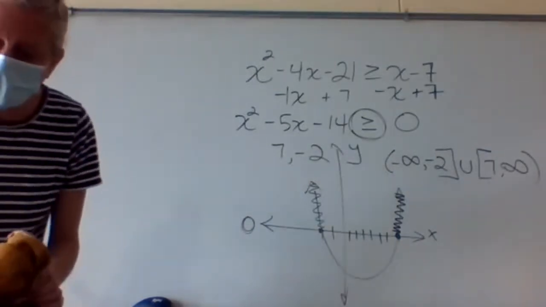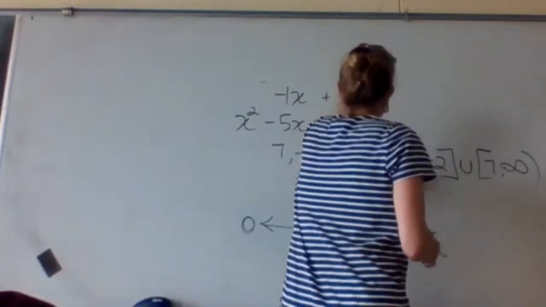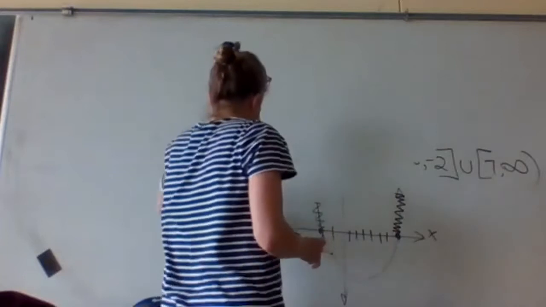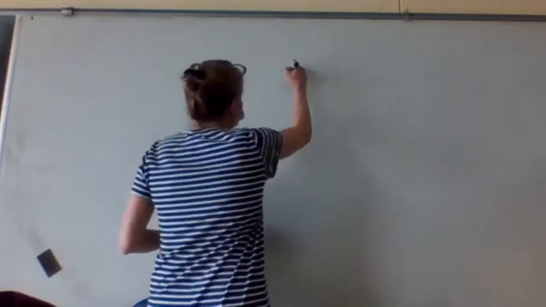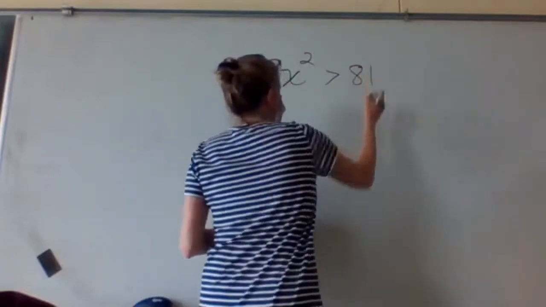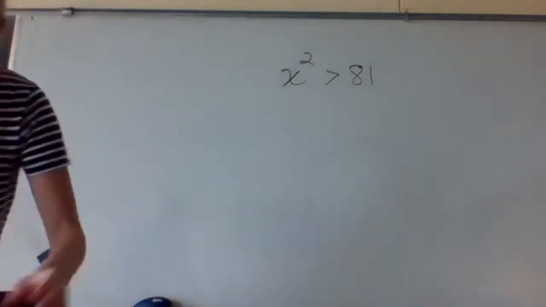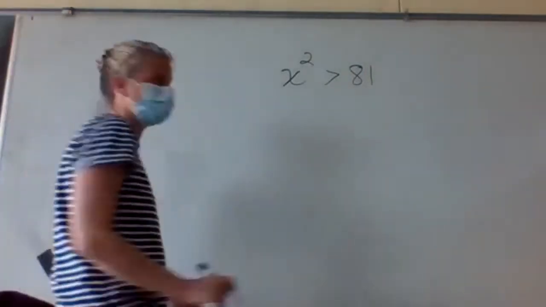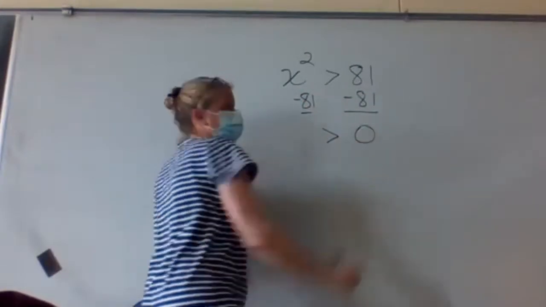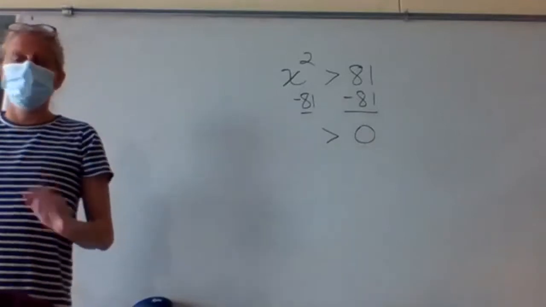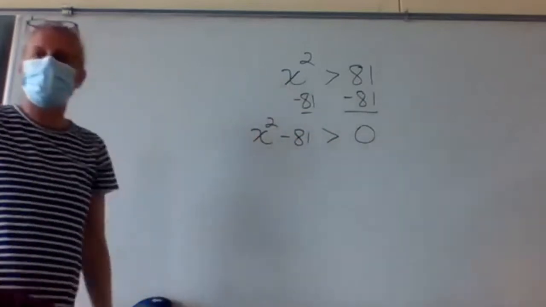All right, number 4, x squared is greater than 81. So set it equal to 0 first. Subtract the 81 from both sides. Here's my greater than symbol. Zero's over there now. Those aren't like terms, so those are just two separate terms: x squared and minus 81.